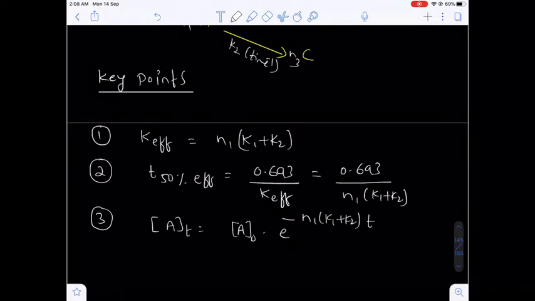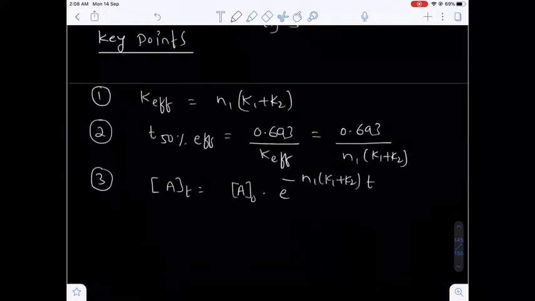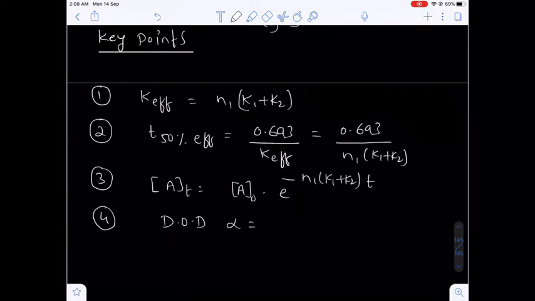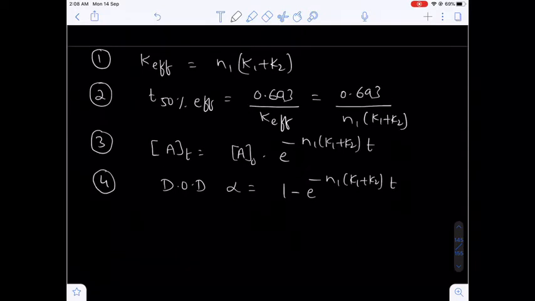N1 into K1 plus K2 into T. Okay. Now what will be the degree of dissociation? Degree of dissociation alpha is equal to 1 minus e to the power minus N1 (K1 plus K2) times the time interval. Are you getting my point? This is the fourth important point.